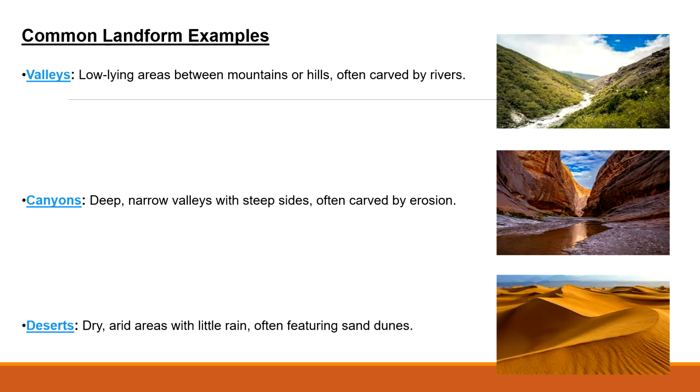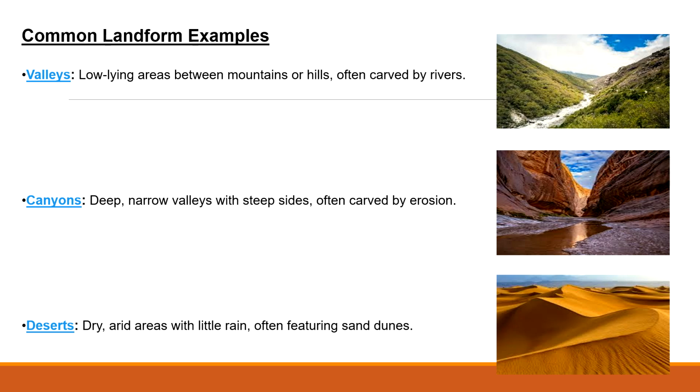Now next are canyons, deep narrow valleys with steep sides, often carved by erosion. These are also carved by erosion. Now see the difference. Valleys were not so steep, but canyons are deep, narrow valleys with steep sides. Just like the difference between mountains and hills, the same is the difference between valleys and canyons.